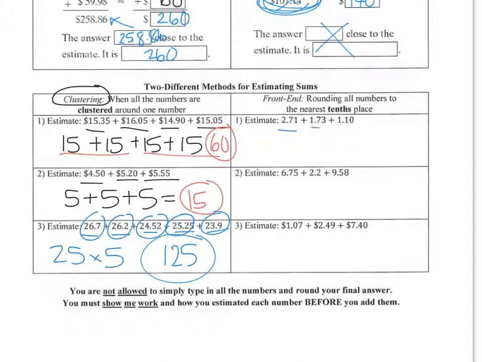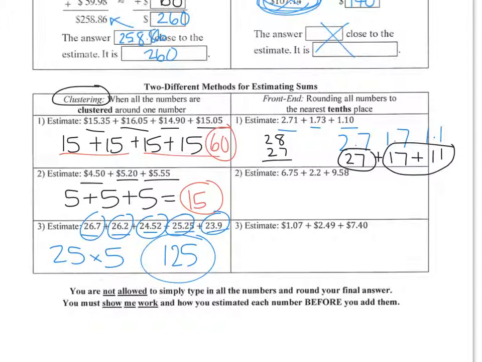So this would be 2.7 plus 1.7 plus 1.1. When I add these together, I try not to think about decimals. I'm going to add 27 plus 17 plus 11, and then at the end I'm going to put my decimal in. So this is 28 plus 27, which is 55. So it's about 5.5. Remember, I got 55, but I have to add my decimal in because I took it out.